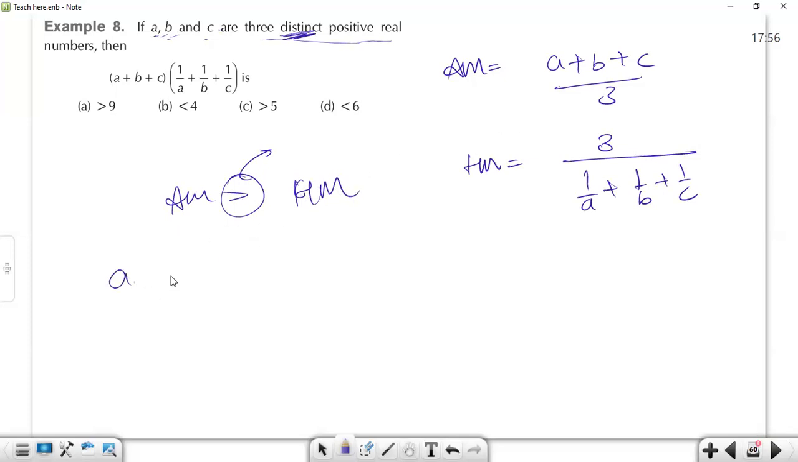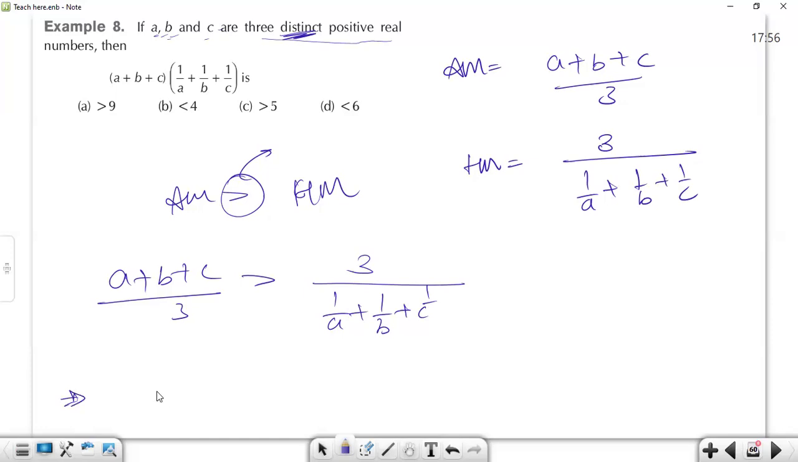So the arithmetic mean is greater than the harmonic mean. Cross multiplying, as they all are positive numbers, we can cross multiply easily. 3 into 3, 9. So A should be our answer.